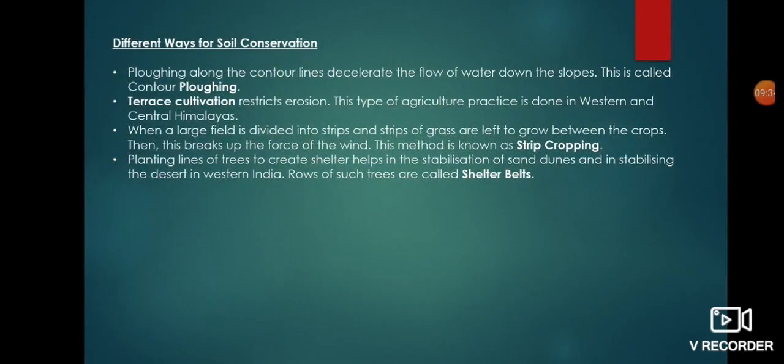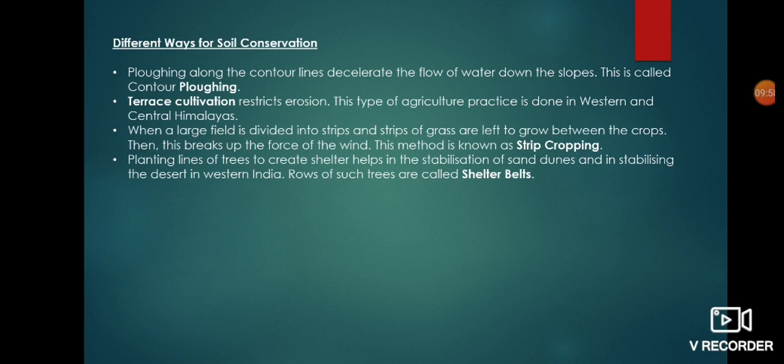As the soil is eroded, ultimately we need to take some steps to protect the soil. So, the different ways of soil conservation. Soil conservation could be done in various ways, and here we will see four different ways: terrace farming, contour plowing, strip cropping, and making shelter belts.